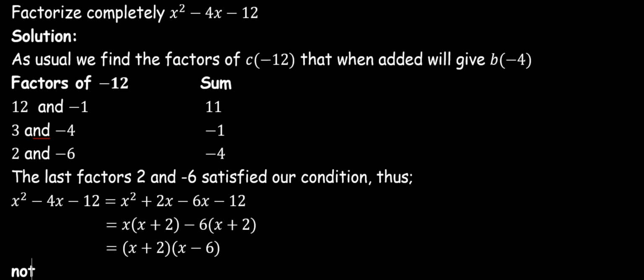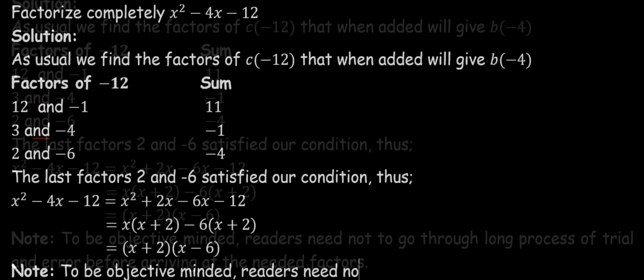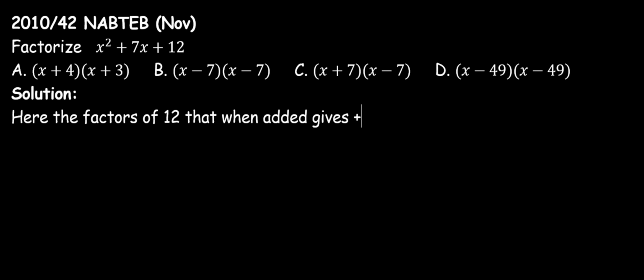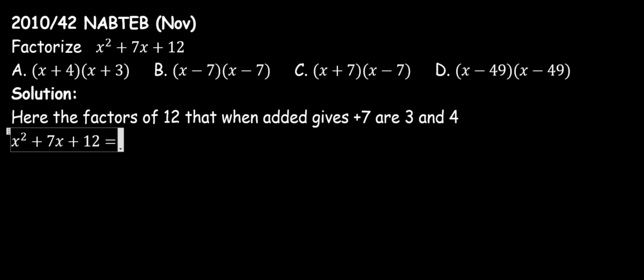Note, to be objective-minded, readers or learners need not go through a long process of trial and error before arriving at the needed factors. Let's take another example. Factorize s squared plus 7s plus 12. The options are given. Solution. Here, the factors of 12 that when added give us plus 7 are 3 and 4. So we can now change our expression. The given expression s squared plus 7s plus 12 will be equal to s squared, and instead of 7s there, we now have 4s plus 3s, which are the factors we got, plus 12.